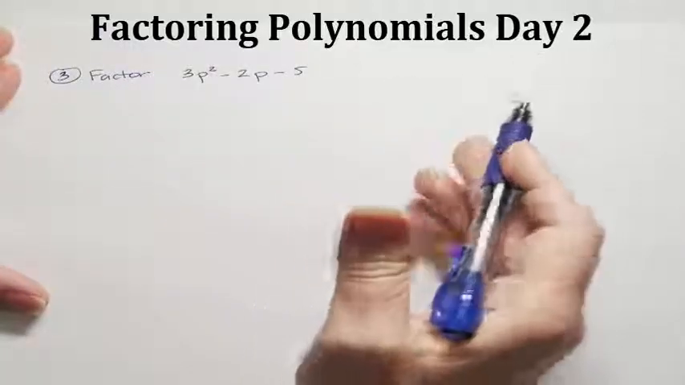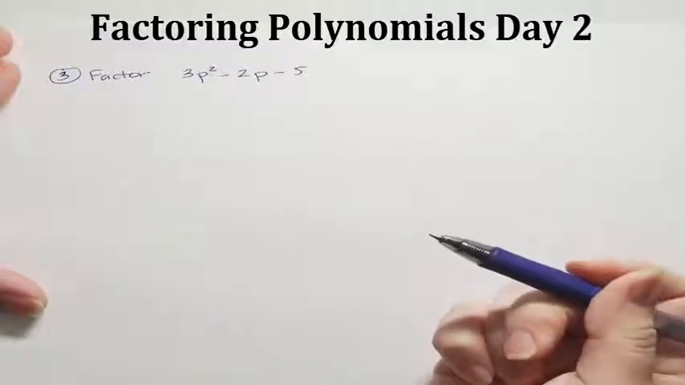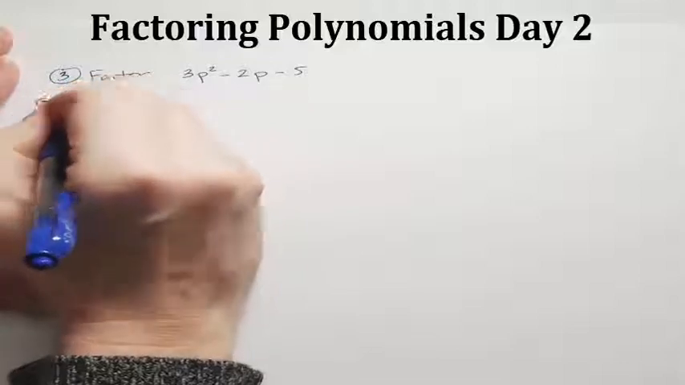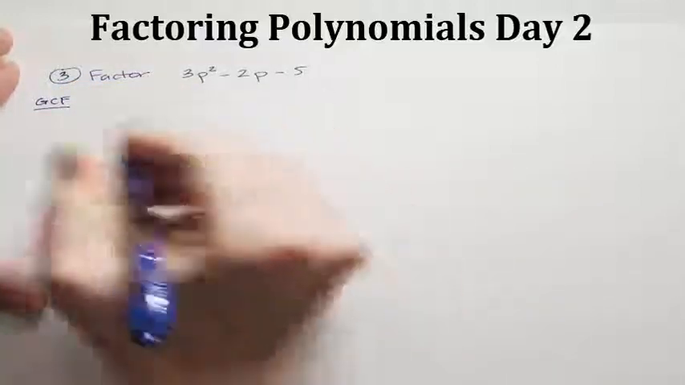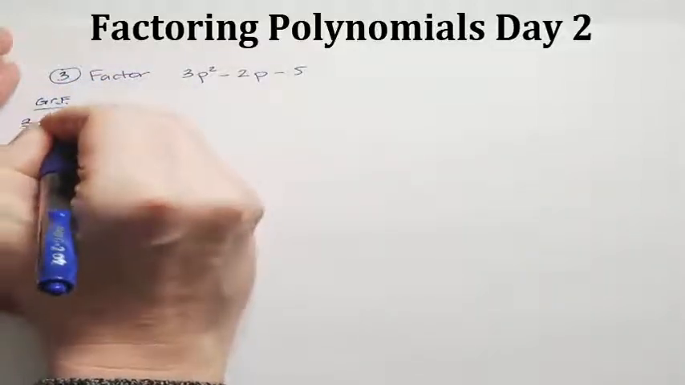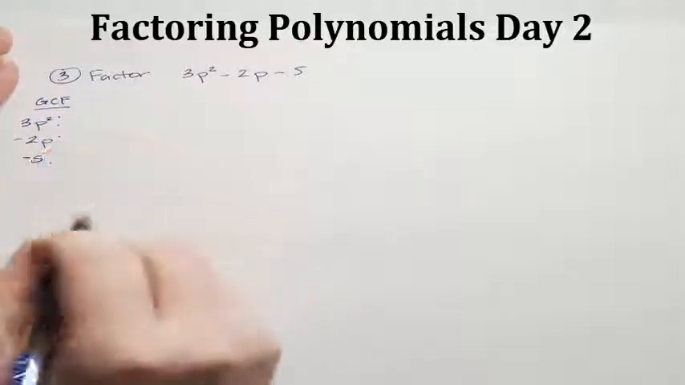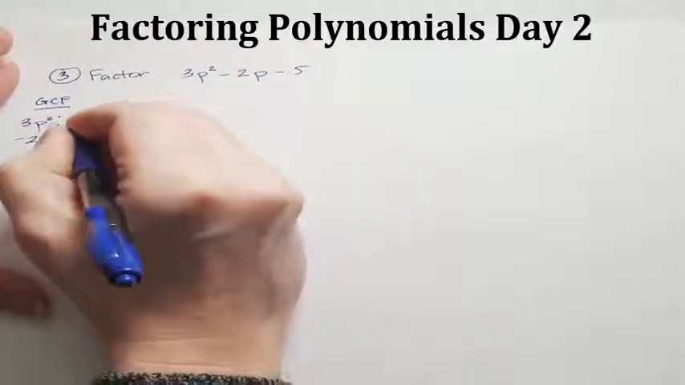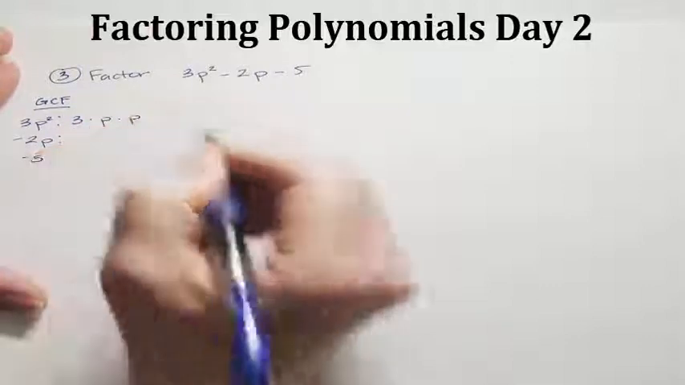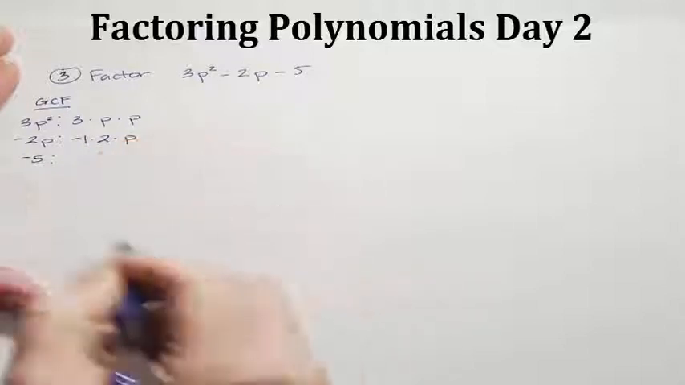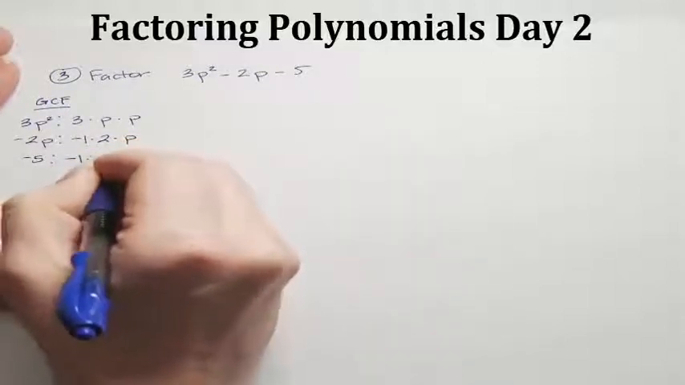Our first job is to see, can we make this problem any simpler to use? Can we make the numbers any smaller? So our very first job is to find the GCF of the original problem. So 3p squared, negative 2p, and a negative 5. Prime factorizing 3p squared, I have 3 times p. Negative 2p is a negative 1 times 2 times p. Negative 5 is just a negative 1 times 5.